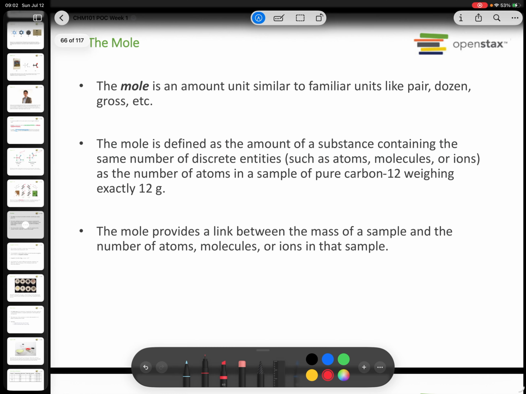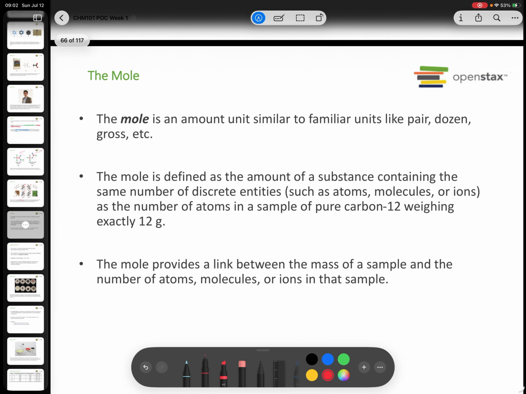Okay, next natin, yan. Papalapit na tayo sa computations. So, yung mole naman, tinatawag na mole, no? This is an amount unit, no? Just like yung dozen, gross amount, or pair. So, it's a unit, no? So, a dozen means, ano yung sabihin ng dozen? 12 objects, no? Or 12 pieces, ganun. So, yung mole naman, ang ibig sabihin nito ay 6.022 times 10 to the 23 objects, no? Or pieces, no?